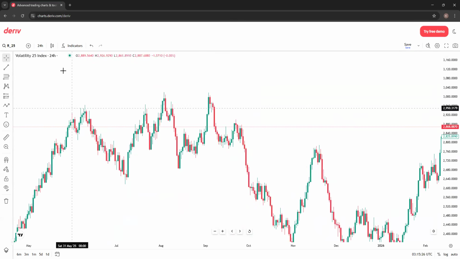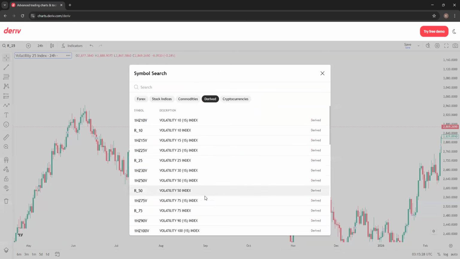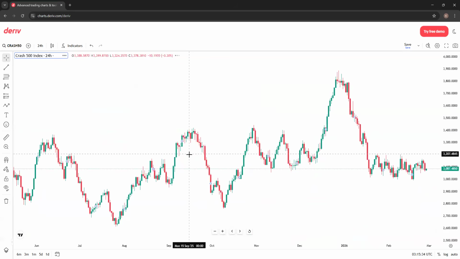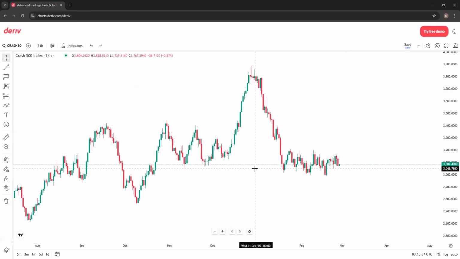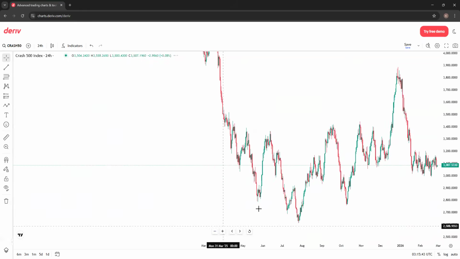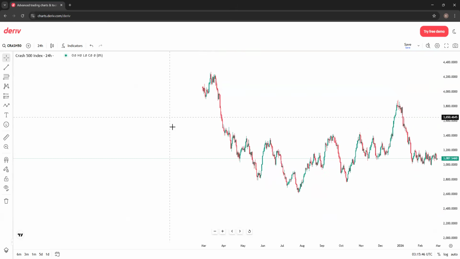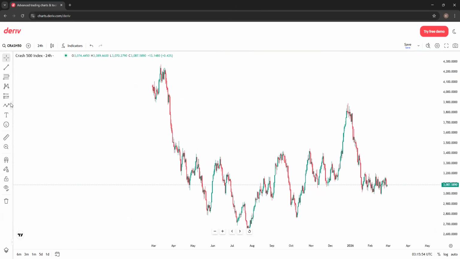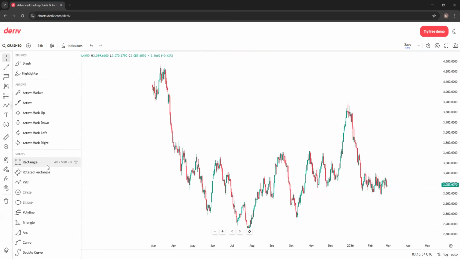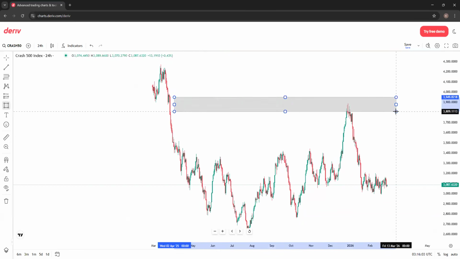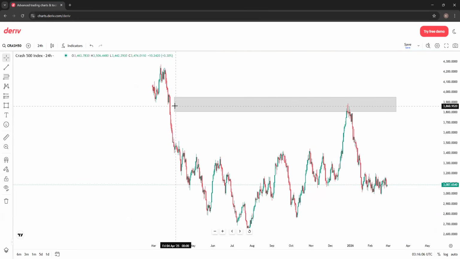So this is our U25. We did this yesterday. Let's look for a different pair, something that's completely different, so that we're really sure that this happens in each and every market that currently exists. All right. So now this is our Crash 500. What we want to see is, we'll actually discover we have a fair value gap over here. This is our fair value gap that we have.